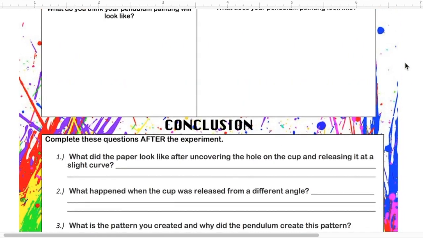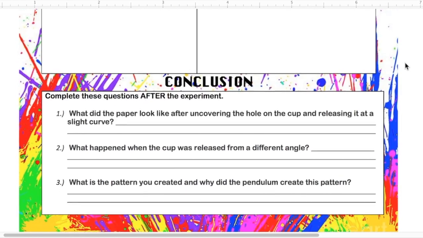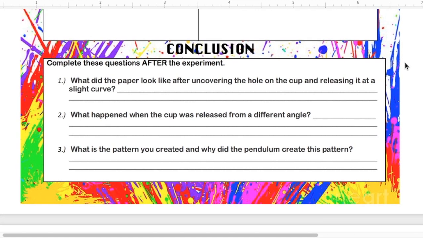Students will then answer the same questions that they answered before the experiment, but after, with the actual results of what ended up happening and what they observed. Again, students will be answering these questions with their group members to support in answering the questions.